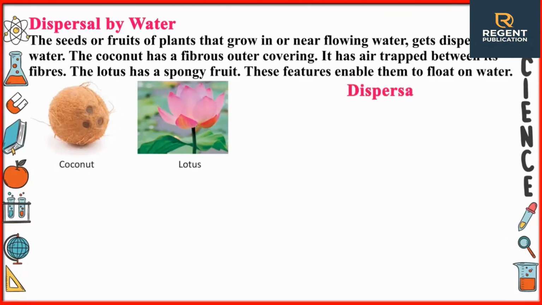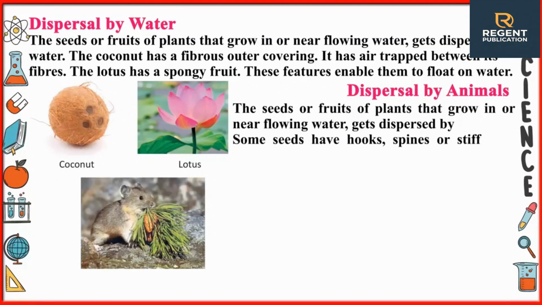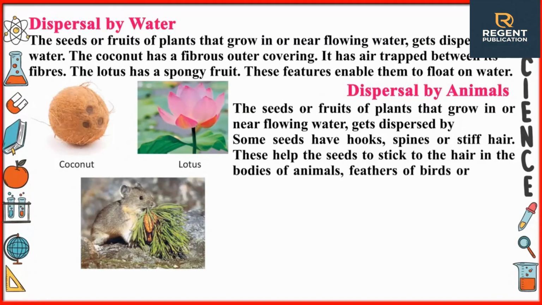Dispersal by animals. Some seeds have hooks, spines, or stiff hair. These help the seeds to stick to the hair on the bodies of animals, feathers of birds, or also to our clothes. These seeds are then carried from one place to another.